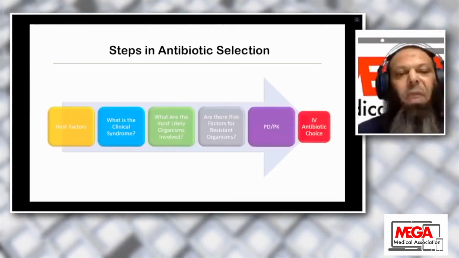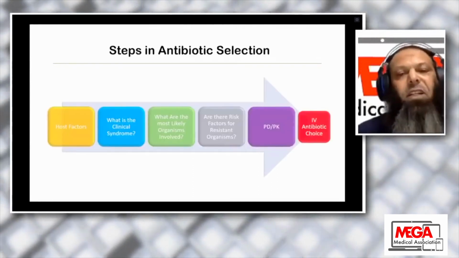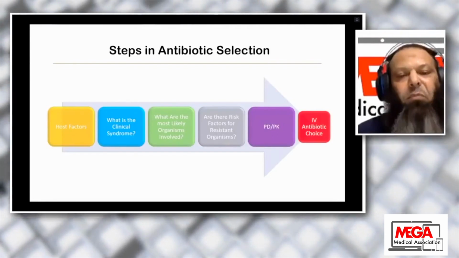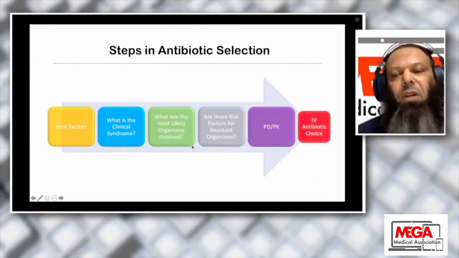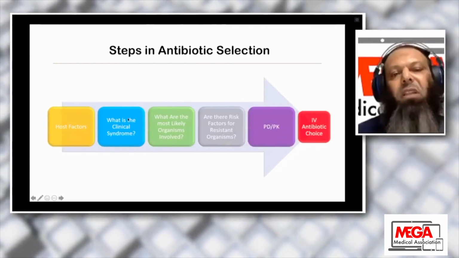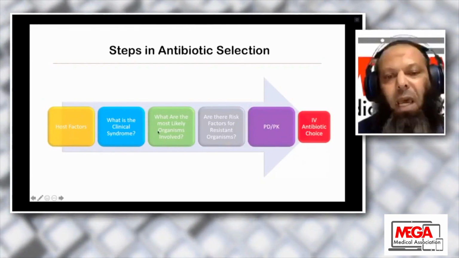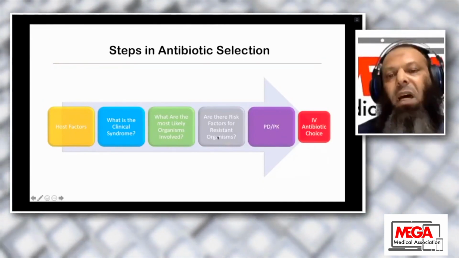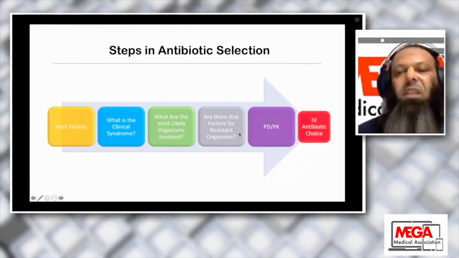And this is the final slide, just reminding you about the 5 pillars helping you in choosing the antibiotics: the patient-related factors, the clinical syndrome and the most likely organisms, the risk of resistance, and PD/PK.